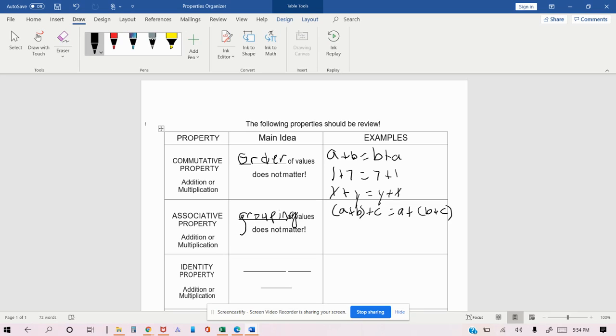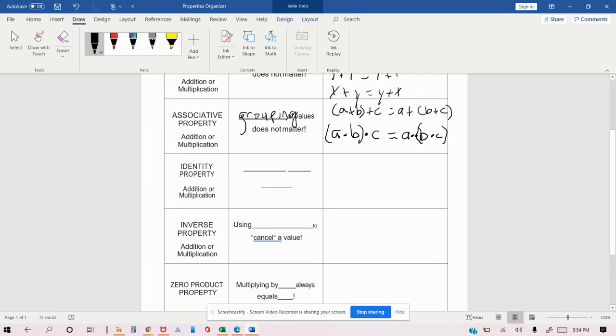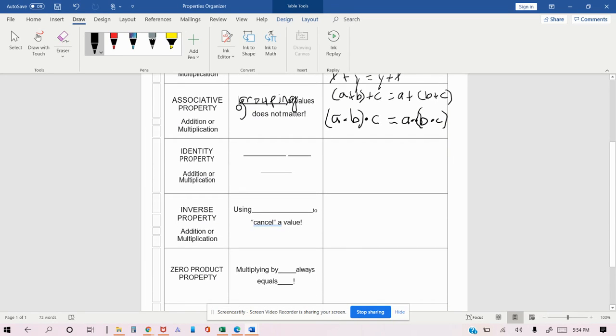Okay, so see how the order that they're in doesn't really matter as long as we are adding them. This only works with 3 digits. So A multiplied by B multiplied by C is equal to A multiplied by B multiplied by C.